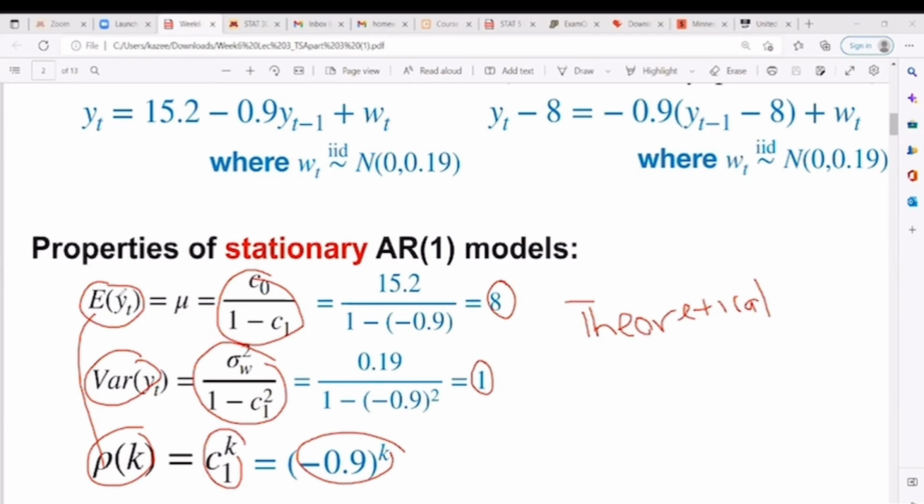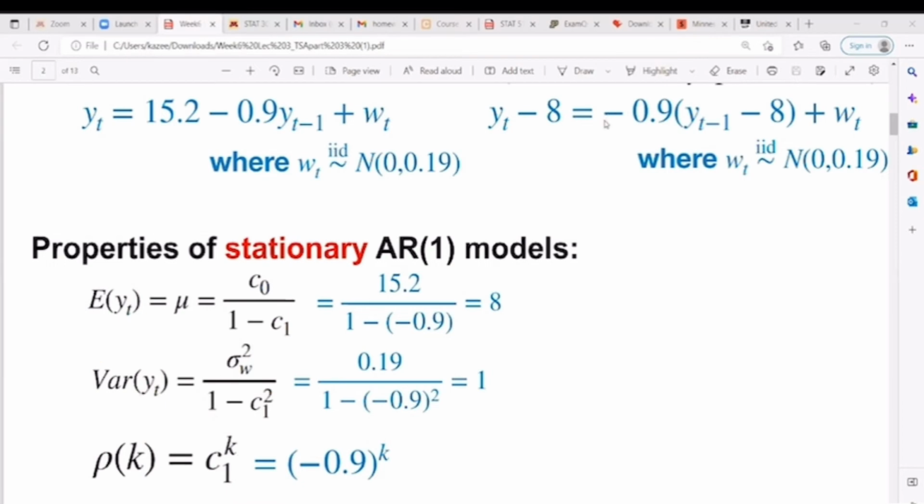So all of these now are theoretical, because we're still going to talk about the sample version, because there's a difference between the theoretical mean and the sample mean. If I want to get a sample mean, I need a data set. I'm going to walk you through how you can get the sample mean from a data set, how you can get the sample variance from a data set, and how you can get the autocorrelation at any lag from a data set. But the ones I'm showing you now are the theoretical ones. I just wanted you to know the difference between them.